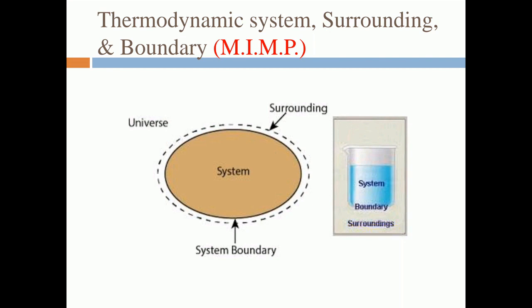Now what is boundary? This is the boundary of the system which separates the surrounding and system. The imaginary line drawn here, which separates the surrounding and the system, is called the boundary of the system. In this case, the surface of the container separates both the system and the surrounding. So this glass container can be called the boundary for that particular study, for that particular system.